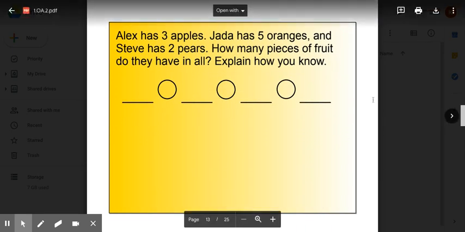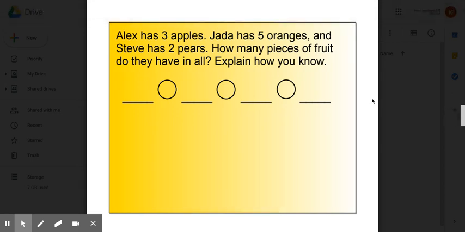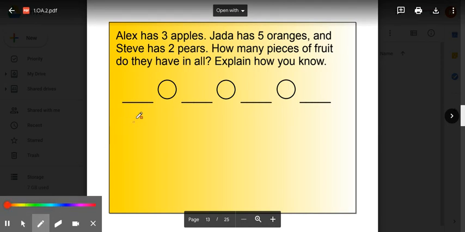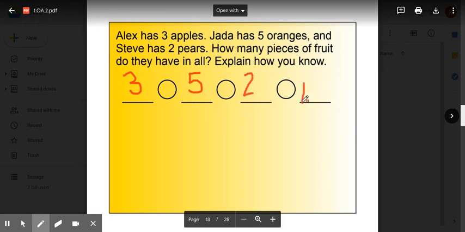All right. First, I'm going to solve this one on my own, and you are going to watch. This is an I do slide. Alex has 3 apples, Jada has 5 oranges, and Steve has 2 pears. How many pieces of fruit do they have in all? Explain how you know. So first I'm going to fill in my missing blanks with my numbers and my symbols. I know I'm adding because it says in all, which means I'm adding all of the pieces of fruit together. The first thing I'm going to do is draw a picture to help me solve.